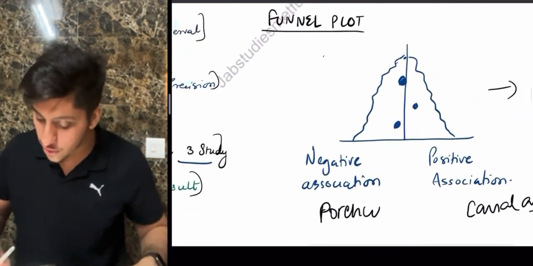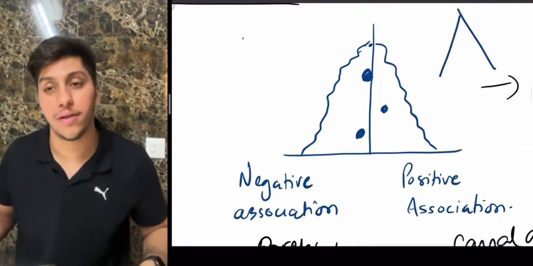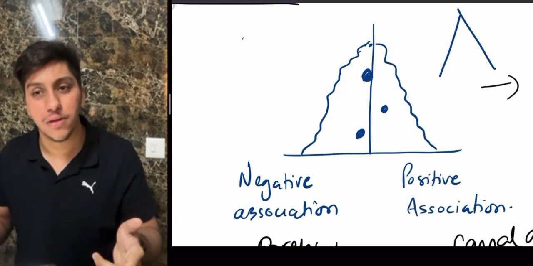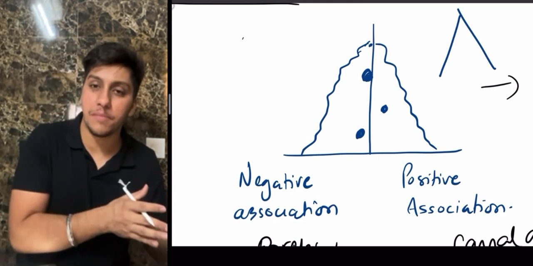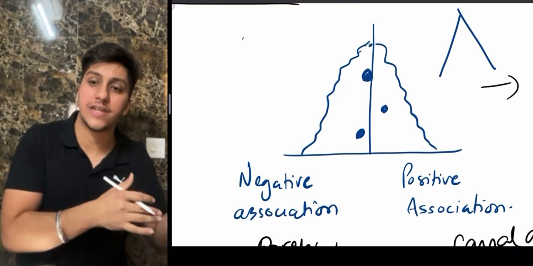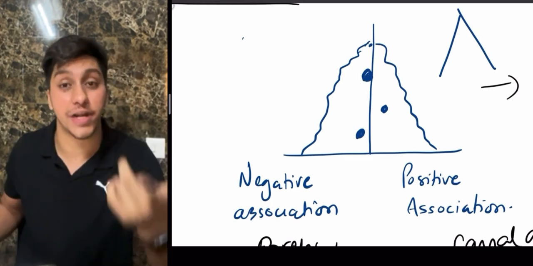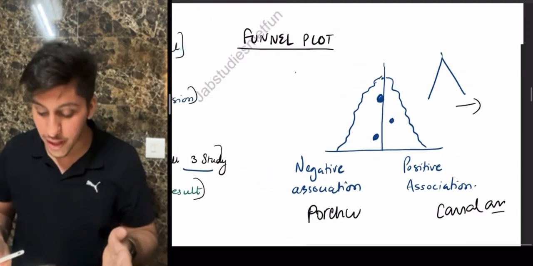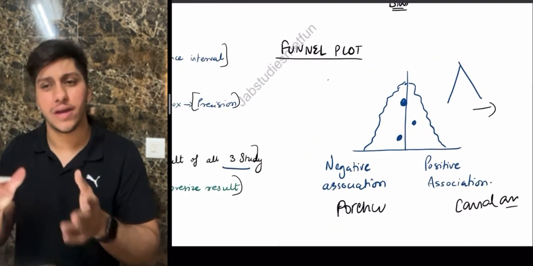Now funnel plot, because it looks like a funnel, an upside-down type of funnel. The more you have it towards the center, the better it is. If you go away from this main point, if you go to the left side, it's going to be a negative association, which means it was a protective factor. And if it is going more towards the right, it is going to be a risk factor. We want an ideal situation in the middle. That is the funnel plot.